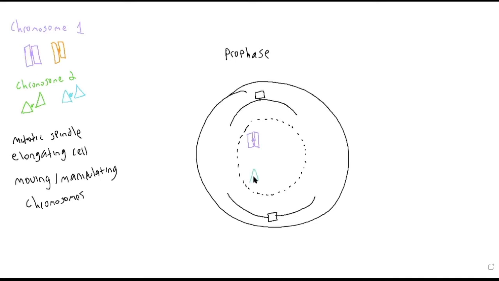So we got one. Subsequent ones, I think I'm going to, well, we'll see. I'll just try and keep up the color coding as much as possible. So we have chromosome 1, chromosome 2 become visible. Now, what's going to happen is that these chromosomes are going to be manipulated by the mitotic spindle, and they're going to be moved to the middle of the cell.